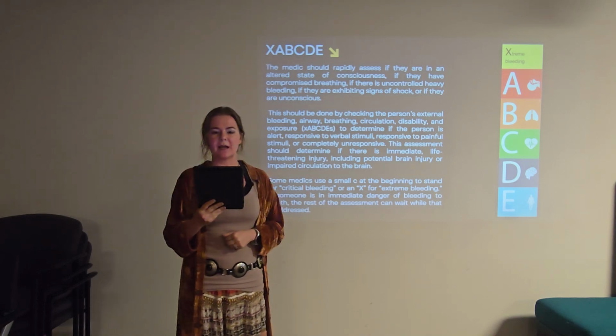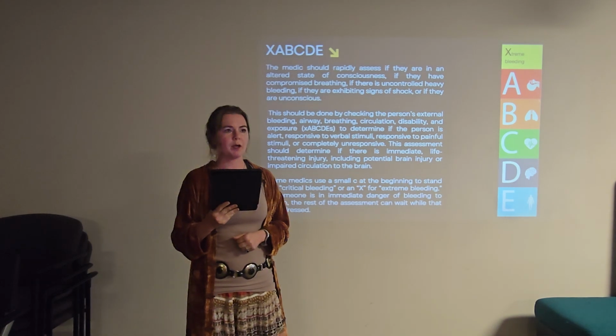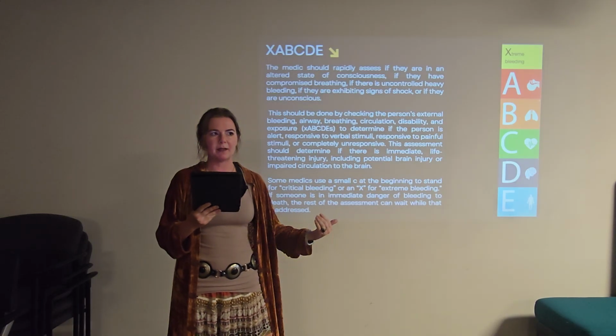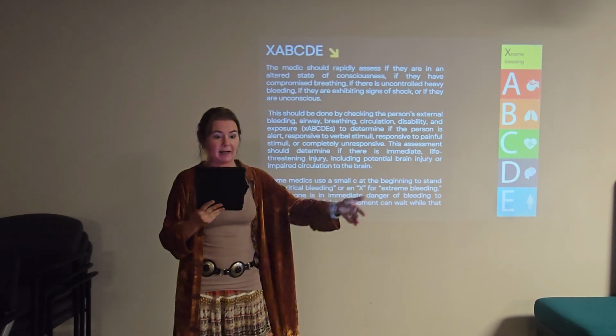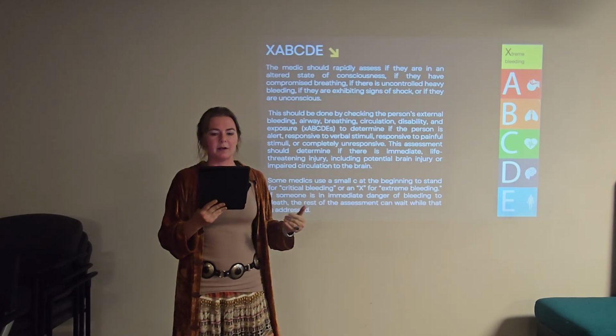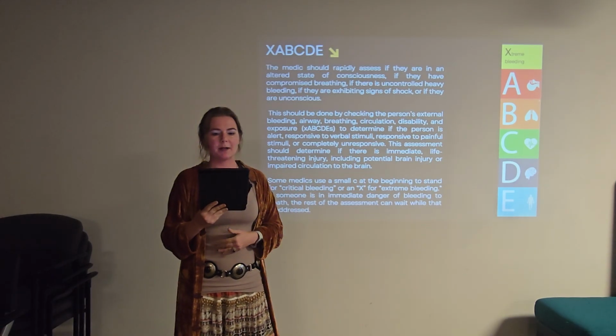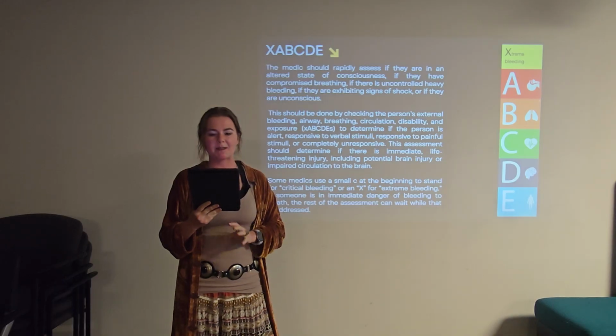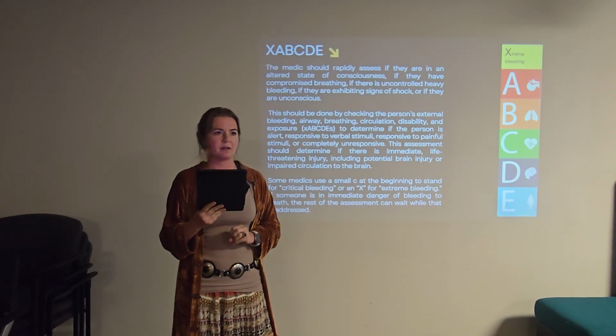Airway. Is the person's airway open and clear? Are they choking or gurgling? If there's not heavy bleeding and they're choking to death, that comes next. Are they breathing? Look, listen, and feel. The medic doesn't need to count the exact rate of the person's respiration. Just check if it's absent, extremely slow, or very fast.